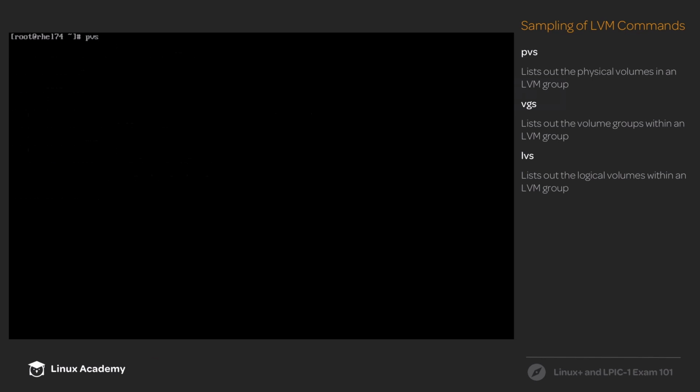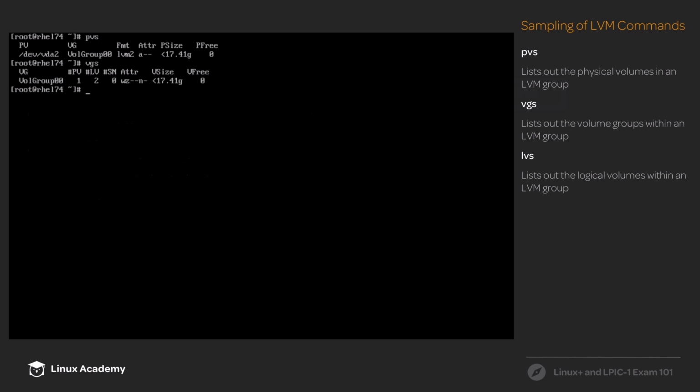We're going to use the pvs command, which is short for physical volume scan. And what this command does is it checks out all individual physical volumes that belong to a particular LVM setup. Here we only have one disk, which is /dev/vda2. And we can see that this physical volume belongs to the volume group named vg00. Now let's go one step above that and take a look at the volume groups. We use the vgs command for this.